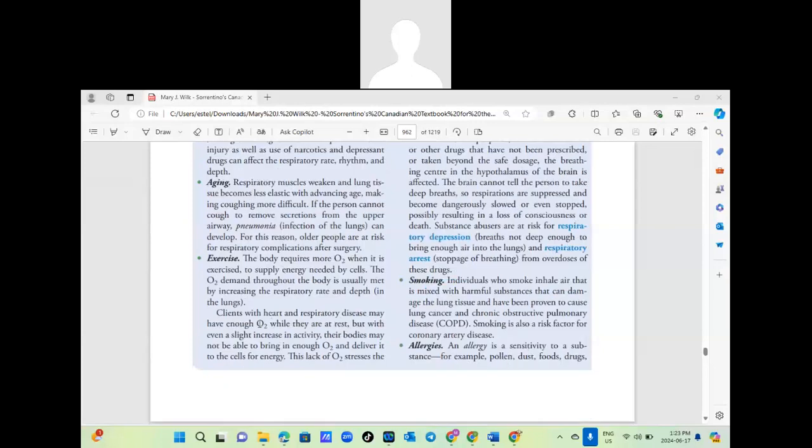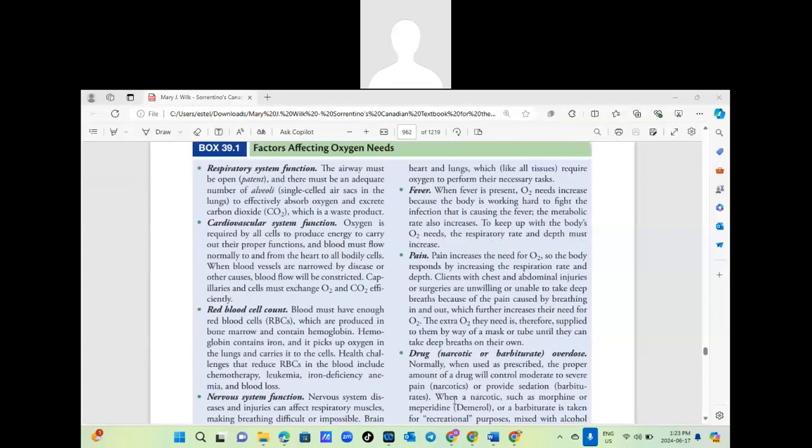All right. Clients with heart or respiratory disease may have enough oxygen while they are at rest, but with even a slight increase in activity, their bodies may not be able to bring enough oxygen and deliver it to the cells for energy. This lack of oxygen stresses the heart and lungs, which, like all tissues, require oxygen to perform their necessary tasks.